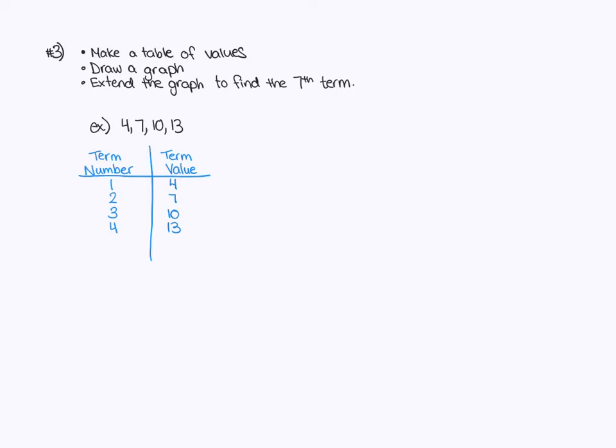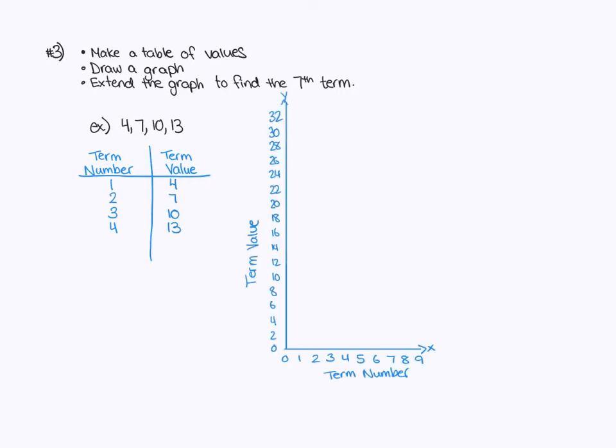So our next step is to make our graph. Now you might notice when I've made my graph that I've only made my term numbers go up to 9. I've made it quite a bit shorter than my term values because I'm just looking at the 4th term is 13, so it's going to keep going up to the 7th term. So just in case, I've extended this and made it a little bit longer, but I know my term numbers won't need to go past 7.